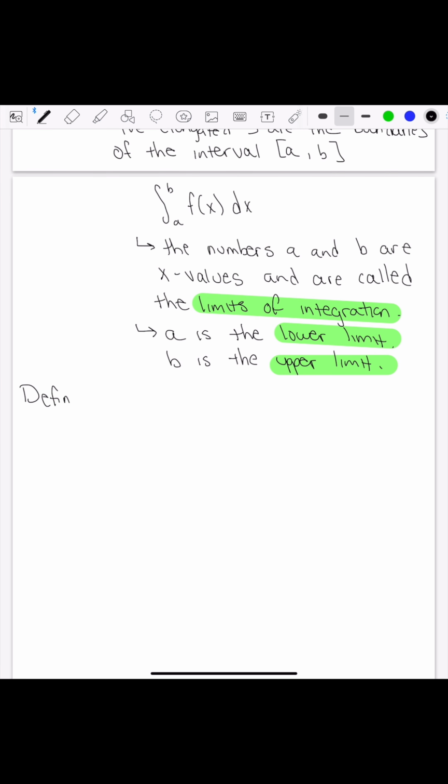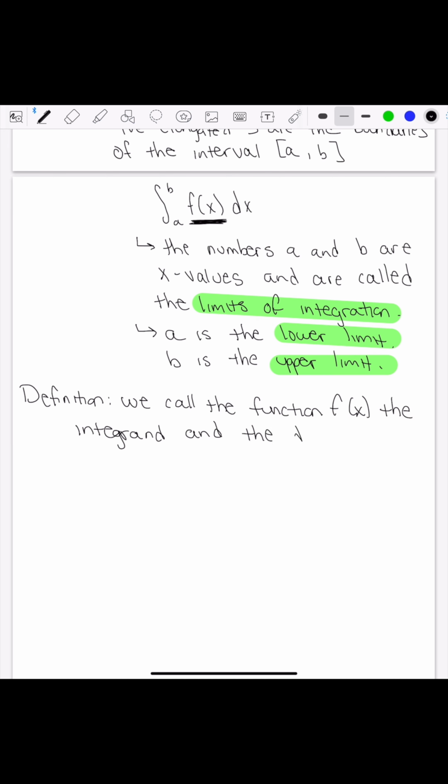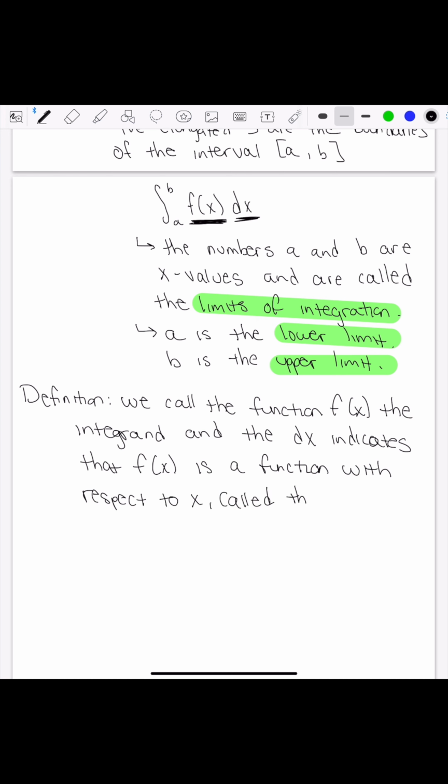So then just a couple more vocabulary words. We're going to define the integrand. That is pretty much just the function that you're going to take the integral of, which in this case is f of x. So we call the function f of x the integrand, and the dx, this part right here, indicates that f of x is a function with respect to x. So that means that x is the variable in the function f, and that is called the variable of integration.